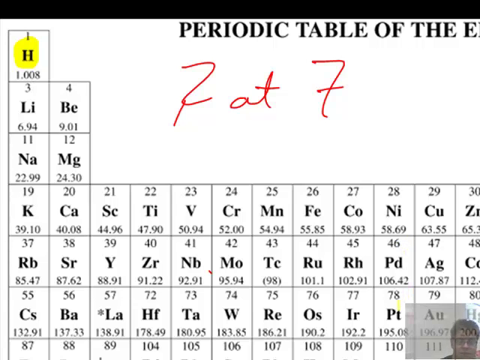These are all diatomic, so hydrogen is H2, nitrogen is N2, oxygen is O2, fluorine is F2, and so on and so forth.